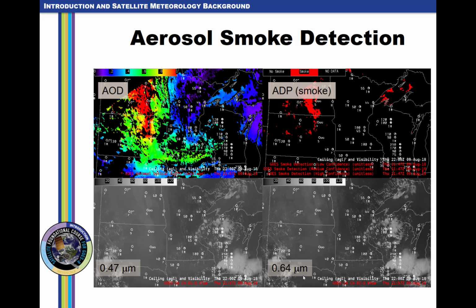This shows aerosol detection of smoke in AWIPS in the upper right, aerosol optical depth in the upper left. The local satellite zenith angle limit is also showing up in these GOES-16 images from 2200 UTC on August 8, 2018. There's a nice correlation, as you might expect, between lots of smoke and high values of AOD.